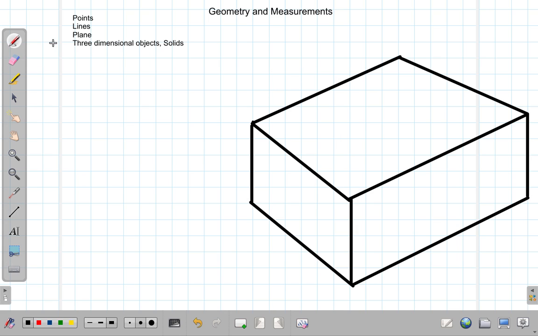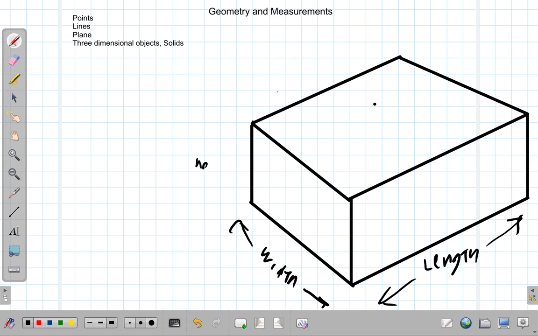What I have here, I have my length. The length goes this way and this way. I have my width. And I have my height. Right? So what I have here is a solid. It has 3 dimensions.